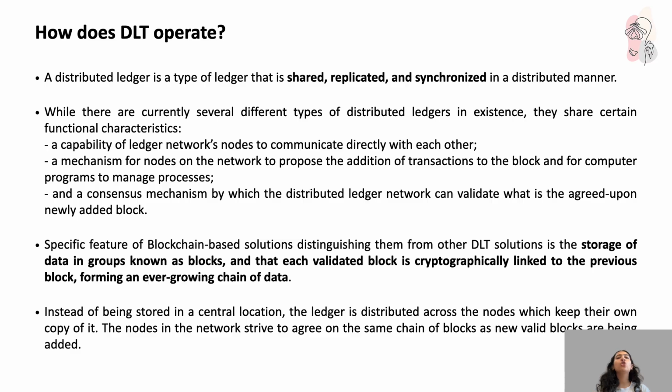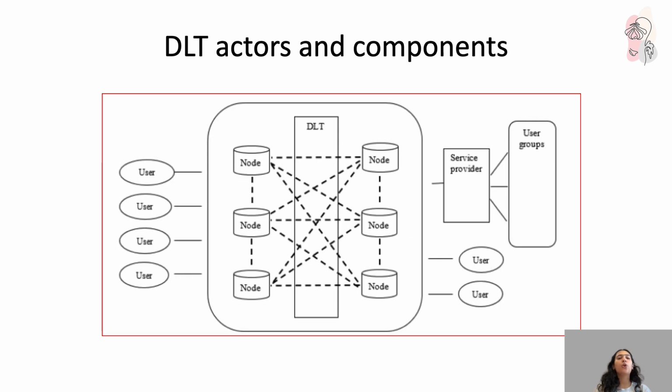Finally, since every node keeps its own copy of the ledger, they all work together to agree on which chain of blocks is actually the valid one as new data keeps coming in. And that is how DLT systems operate: through direct communication, proposal of transactions, consensus mechanisms, and synchronized copies across all nodes. Blockchain makes this even stronger with its block linking approach done through cryptography. I hope you're able to relate to this. Then what are the DLT actors? That is what we're going to study in the next slide.